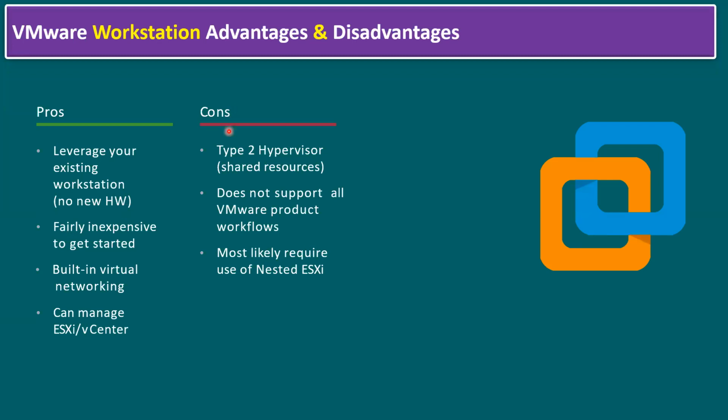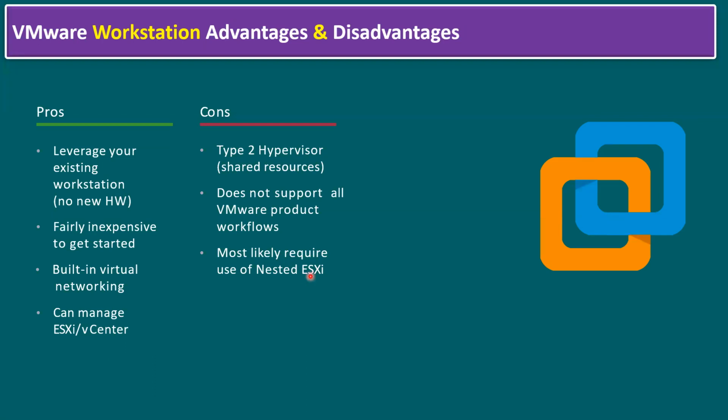And cons, disadvantages: it's a type 2 hypervisor. When we compare with bare metal virtualization, that is a type 1 hypervisor, VMware Workstation is considered a type 2 hypervisor. That means it shares resources from our local system or laptop, and it doesn't support all VMware product workflows. Within Workstation we can practice things like nested ESXi and VMware Workstation installation. We can also run some other VMware products, but it's not supported for all VMware product workflows. That is one disadvantage, and it most likely requires use of nested ESXi only.